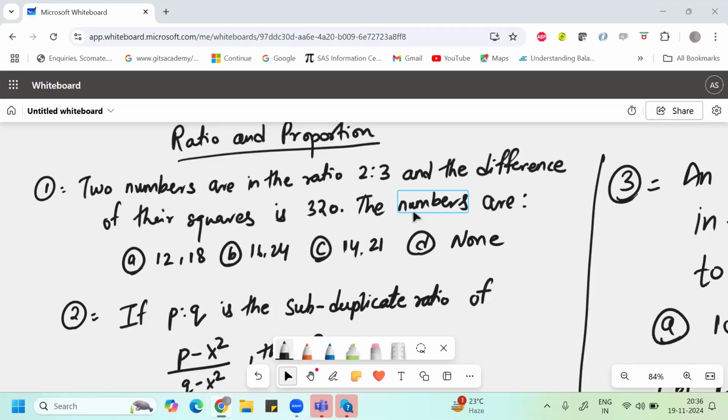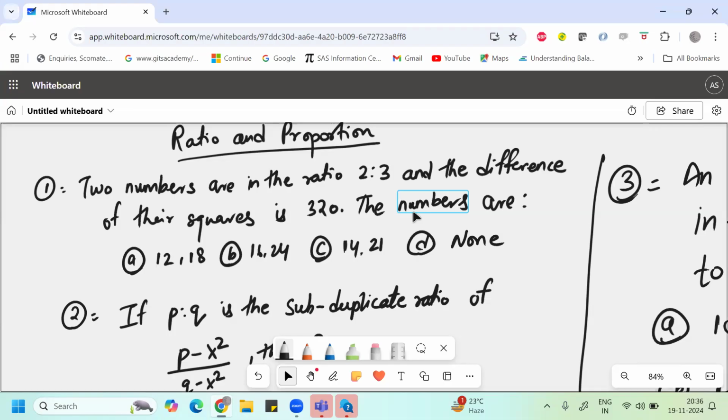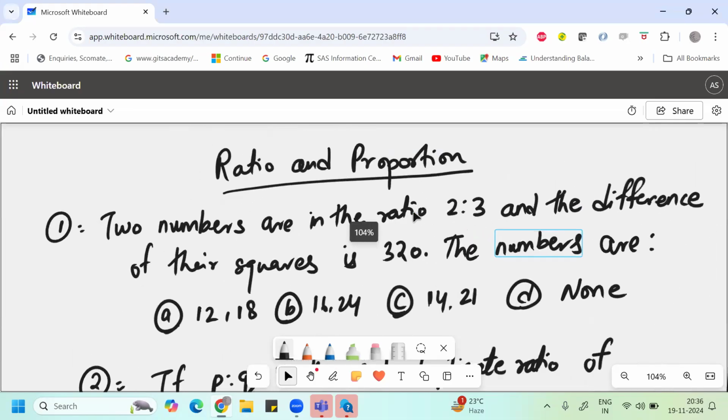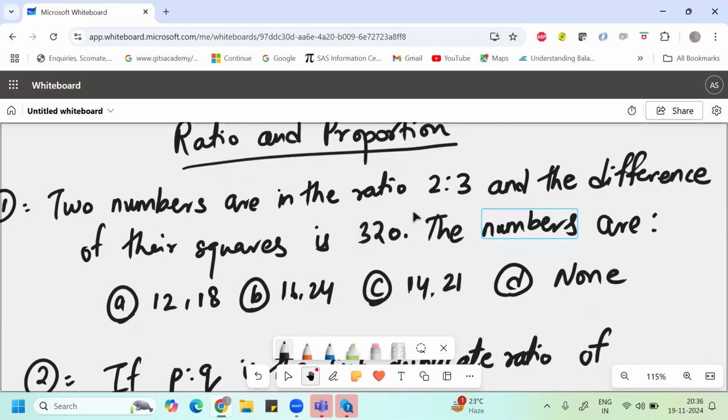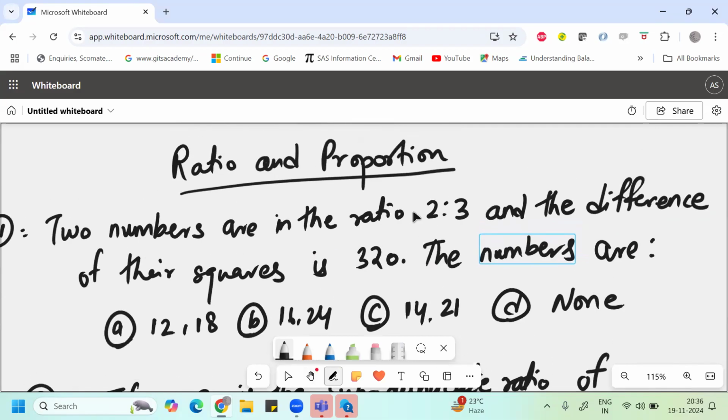So guys, requested by you people that you are looking for a revision for this topic called ratio and proportion. So here are the questions one by one on your screen. So please tell me the answer of question number one first.